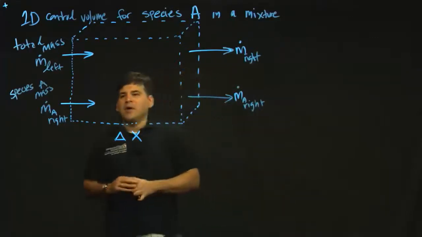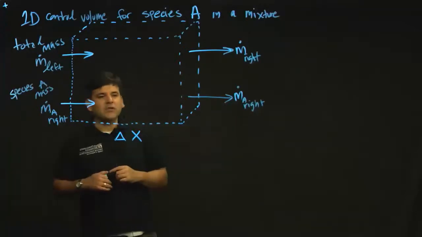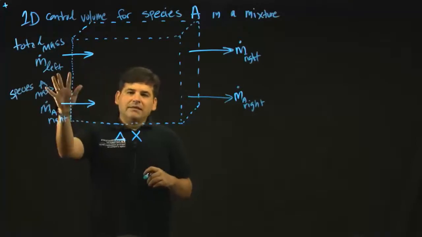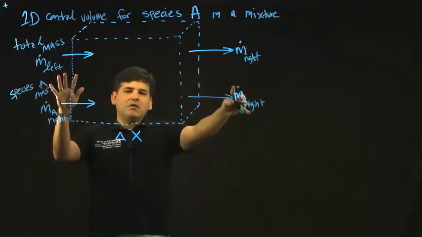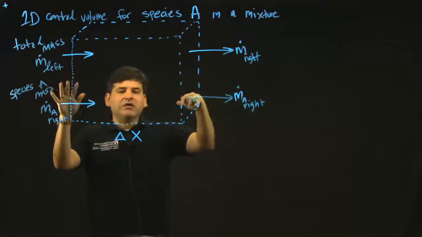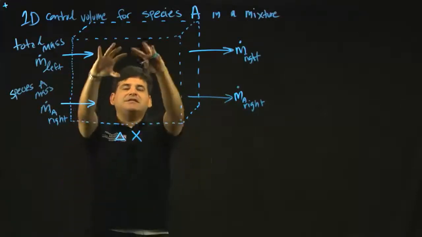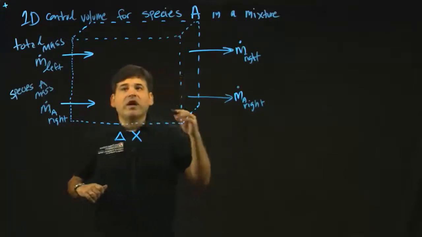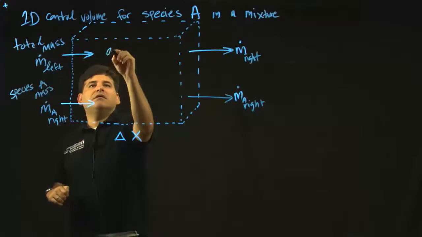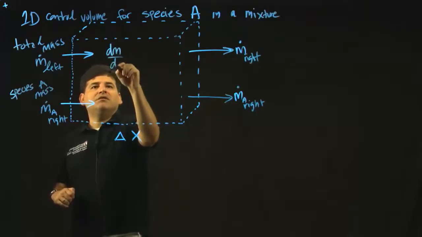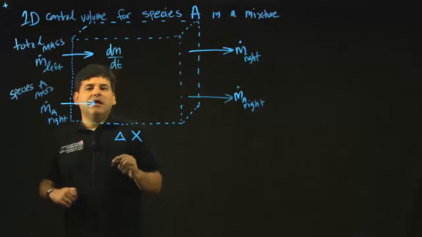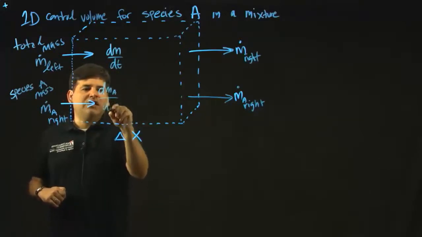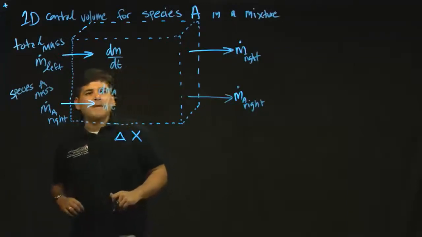Okay, but in any mass balance, we have to consider that the amount coming in might be different than the amount coming out, and the balance could be positive or negative. So there can be some accumulation, buildup of mass inside this volume, or there can be some depletion of mass inside this volume. So that can be captured with this change in mass over time, total mass. And for the species A, this would be the change in mass of species A over time. So it's accumulation and depletion.